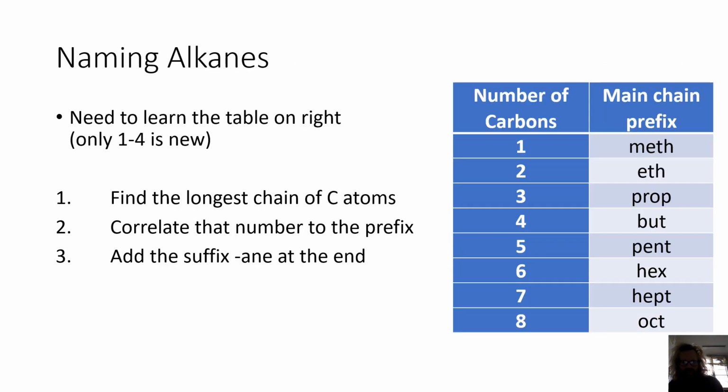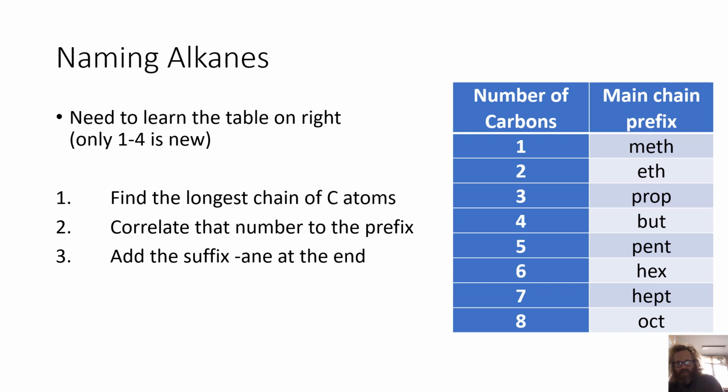So let's start with alkanes. First thing we need to do is master this table here, because we only have to go up to chains of up to 8 carbons, but we need to know how we name that. How do we communicate that? And that's with meth, eth, prop, but, pent, hex, hept, and oct. And good news is, you already know from 5 to 8 from maths. And the only ones we need to learn are the first 4.